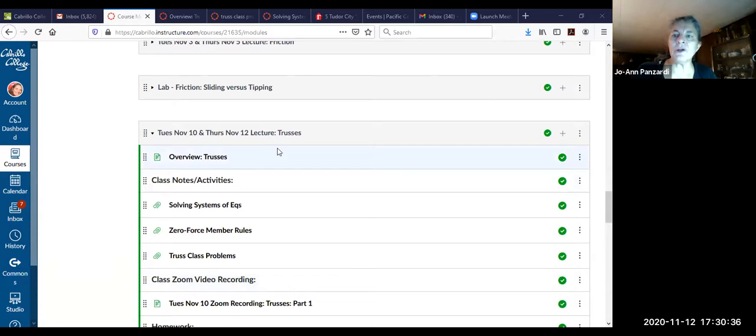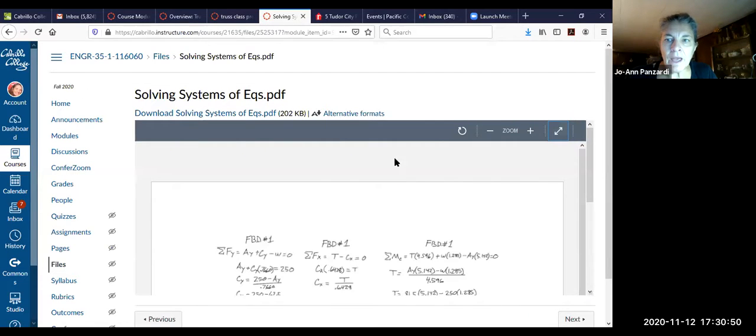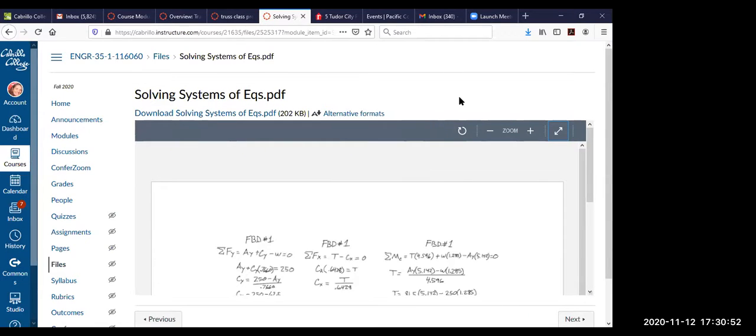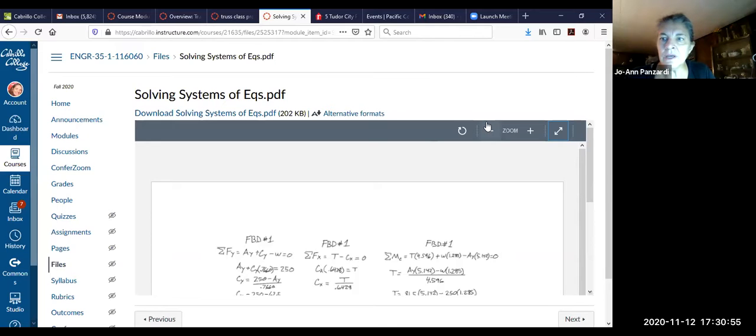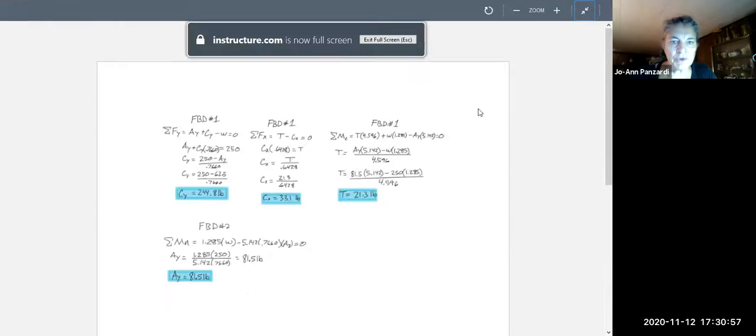Before we get started on trusses, I did a lot of grading last night of some of the quizzes, and I wanted to show you something. Take a look up here under class notes. It says solving systems of equations, and I'm going to open that up. Let me move my pictures of you and open it up full screen.